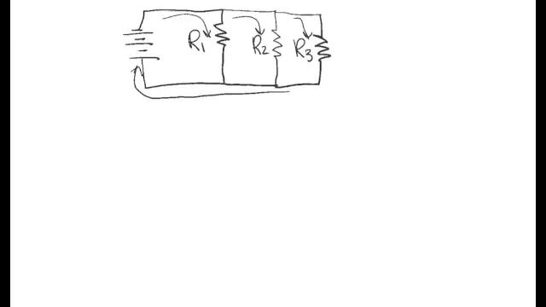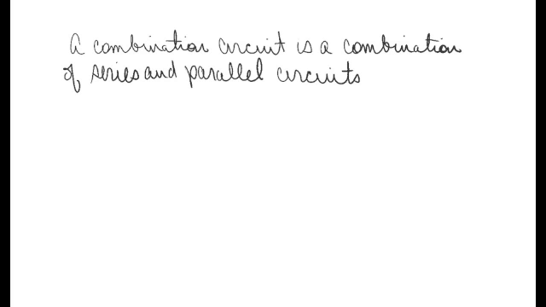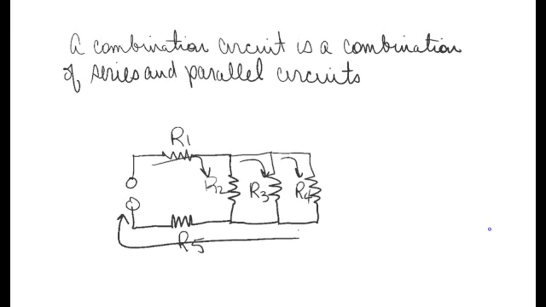Lastly, we're going to take a look at a combination circuit, which, as you can imagine, is nothing more than a combination of a series and parallel circuit, as it says right there on the screen. A simple diagram would look something like this. The electrons leave the power supply, go through R1, which is in series, then down R2, R3, and R4.